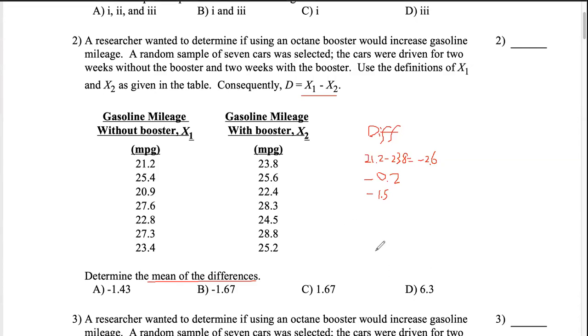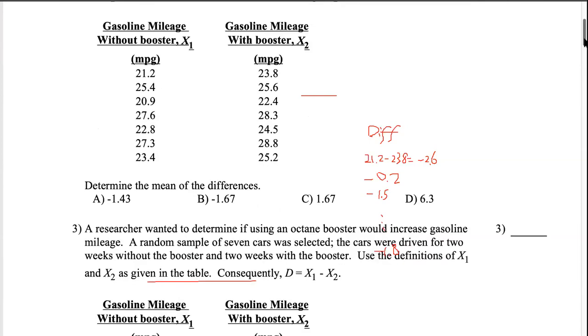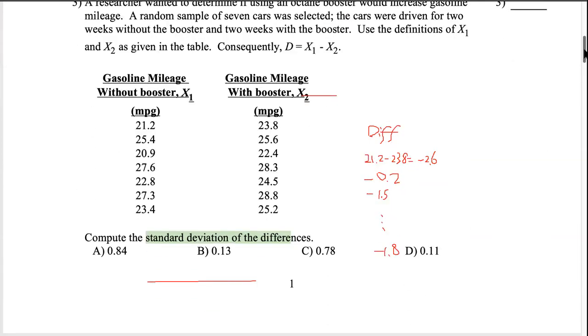The last one here should be negative 1.8. That's the last number here. I'm lazy here, okay? So you add those numbers together and divide by 7 to get the average. So how do we calculate the standard deviation? Remember that beautiful formula. We use that formula to do the step-by-step calculation. That answers the second part, number 3.